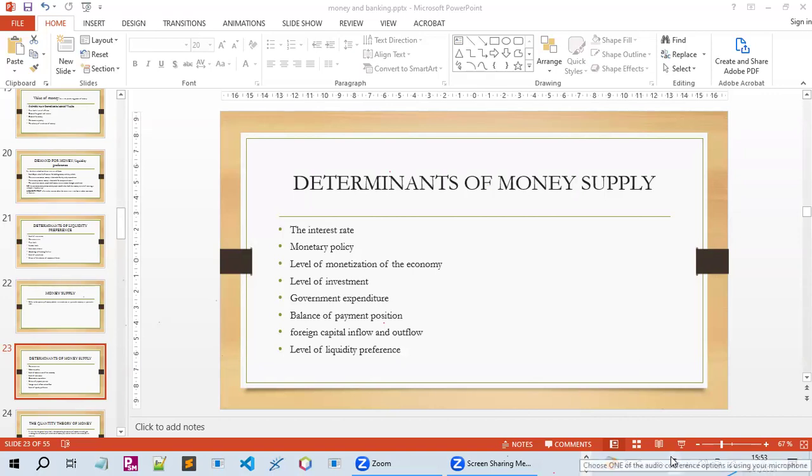Probably you're free to unmute yourself. Madam, yes. I would like to understand more on labor-intensive technology and capital-intensive technology. Oh, okay. Let me first write down this definition in the chat and I'll get back to you. Yeah, thank you.